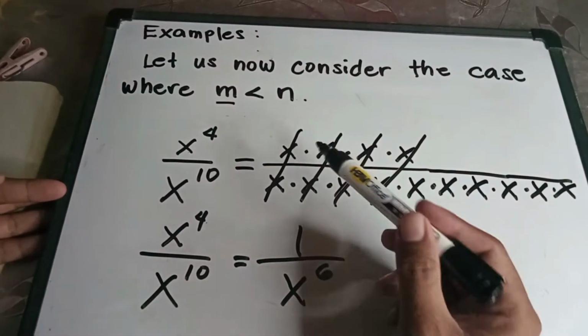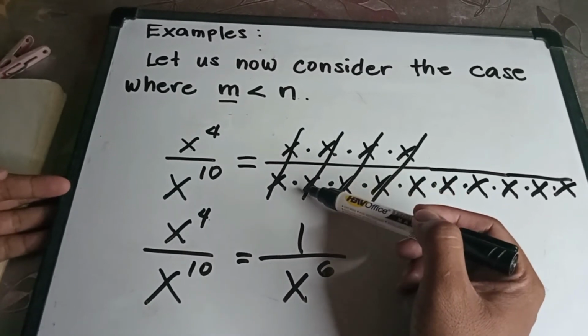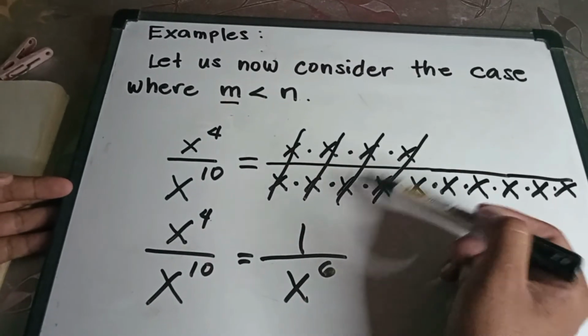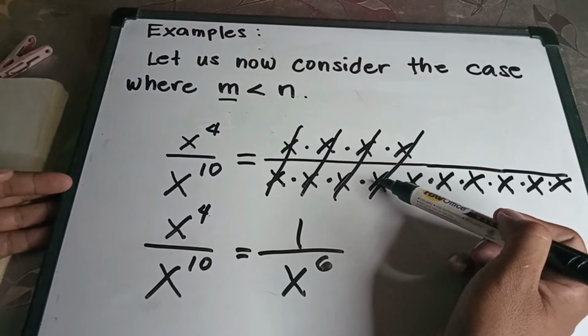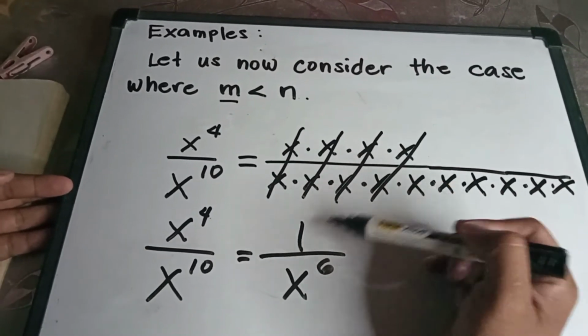So, di ba pag nag-cancel tayo, nag-divide tayo, x divided by x is equal to 1. X divided by x equals to 1. So, 1 times 1, 1 times 1 times 1 is equal to 1.